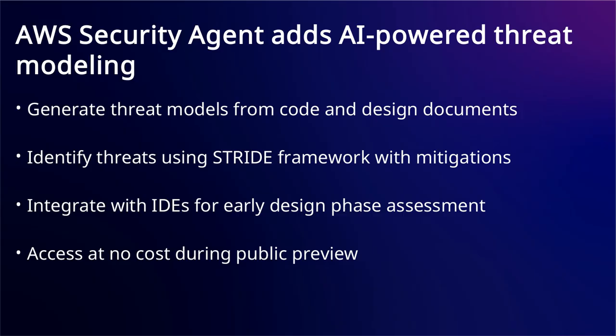The capability identifies threats using the STRIDE framework with mitigations, providing actionable recommendations across all 6 STRIDE categories. You can integrate with IDEs for early design phase assessment, enabling developers to address threats before deployment through tools like Kiro and Claude Code. Security teams can perform pre-deployment assessments against both design documents and source code. You can access at no cost during public preview in all regions where AWS Security Agent is supported, making it accessible for teams to adopt this agentic AI reasoning capability without additional expense.